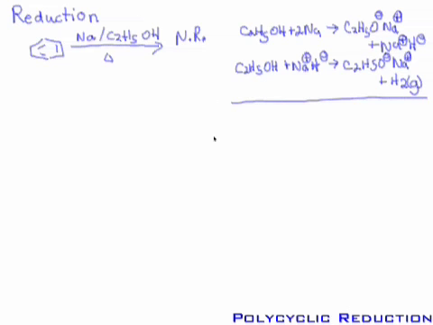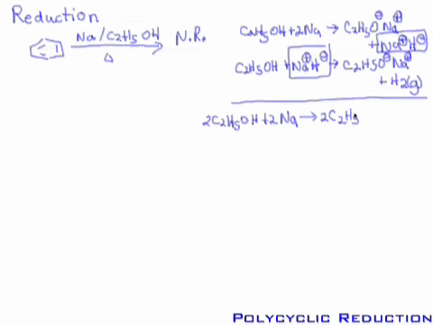If you add this up, overall the reaction is 2C2H5OH plus 2 sodiums. Notice that the sodium hydride will cancel with the sodium hydride. This sodium hydride here cancels with that sodium hydride on the opposite side of the equation. And that gives me 2C2H5O minus Na plus, and H2 gas.